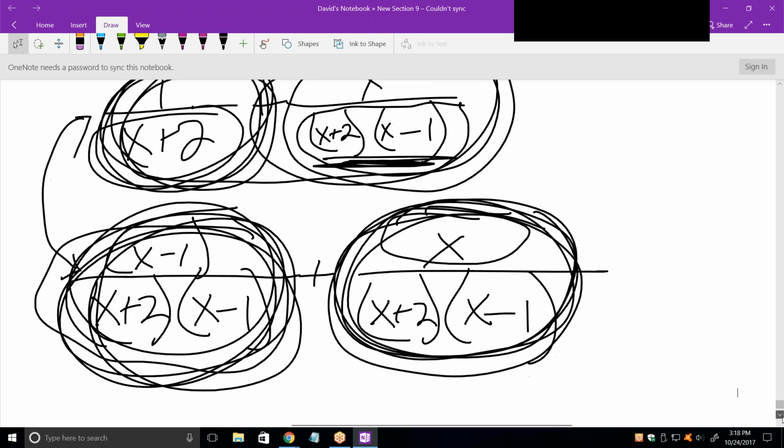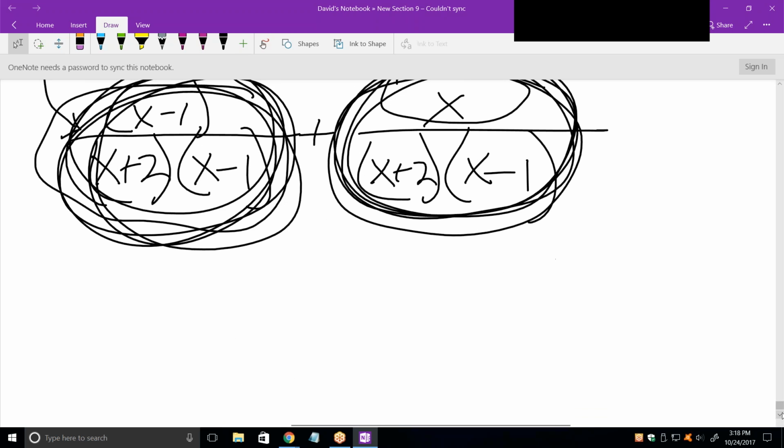Now, I have the bottom. How do I add those two fractions? First of all, what's the denominator?